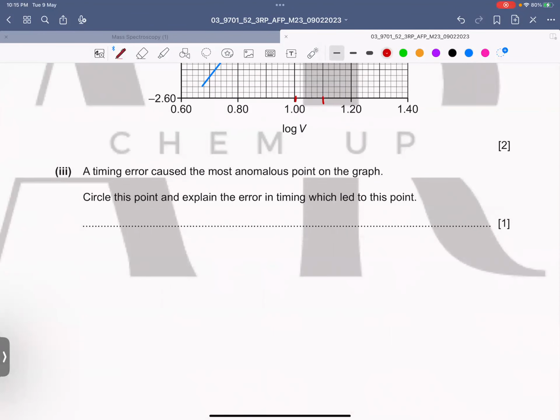Now in part 3, a timing error caused the most anomalous point on the graph. Circle this most anomalous point.